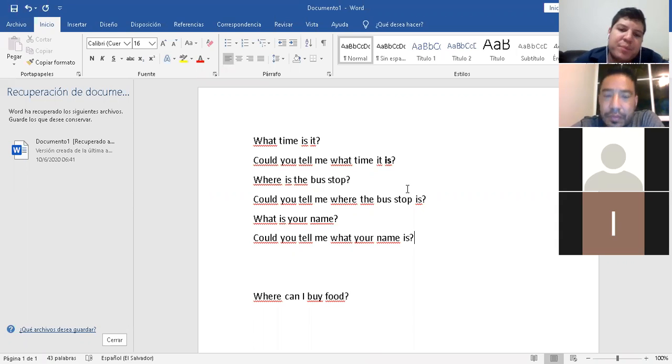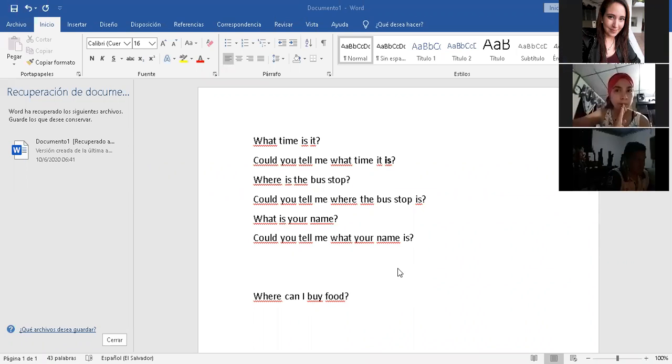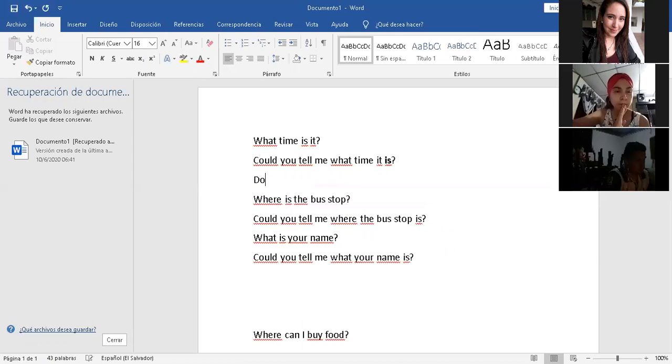Now, let's continue. Is there any question with this? Teacher, an example with do you know? Okay, sure. With this one, do you know what time it is? So what changes here, guys, as I say, the structure would be the phrase plus the same question, but with the to be at the end.